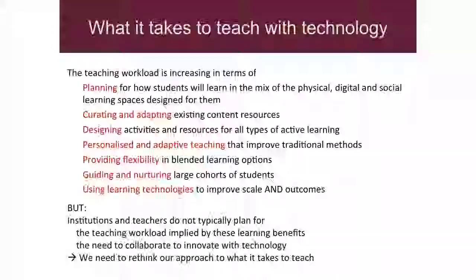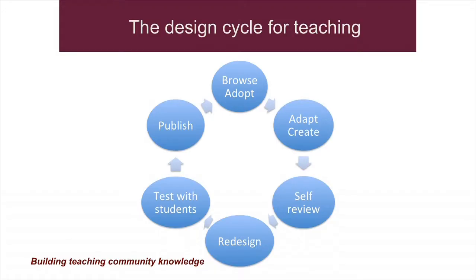What this means is that we need to rethink our approach to what it takes to teach. So in a way, what I'm talking about is creating a kind of design cycle for teaching. That cyclical process where if you're trying to do something new, you find out what's already been done. You browse through what's already been done. It's what we do in the context of science and scholarship. We go and read the literature first, and then we take something, we adopt it, and then we use it in some way or create something new, adapt it to our needs. Then we do some kind of self-review and maybe go back to the drawing board and redesign it a bit, and then we'll be ready to test it with students.